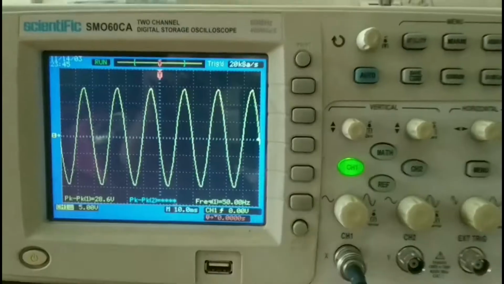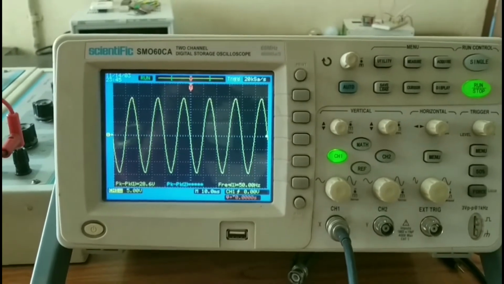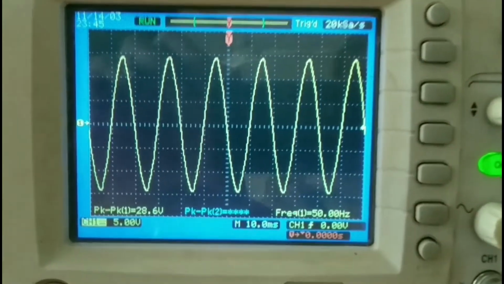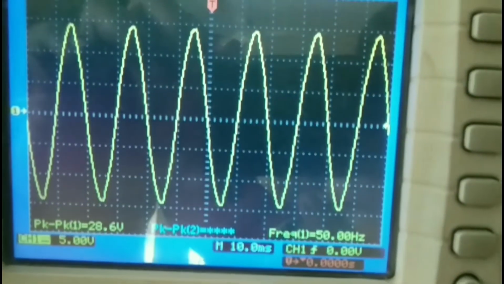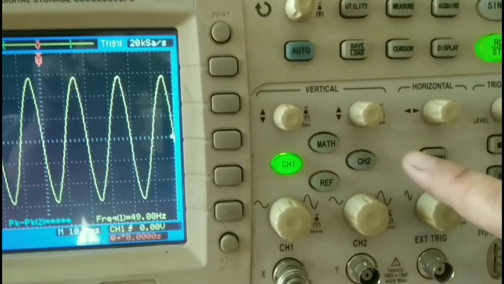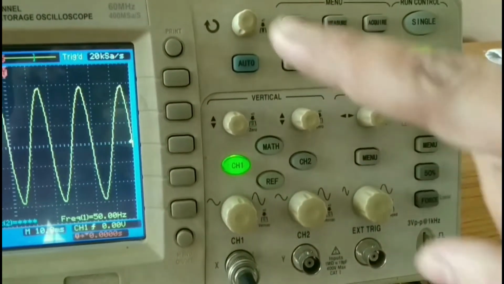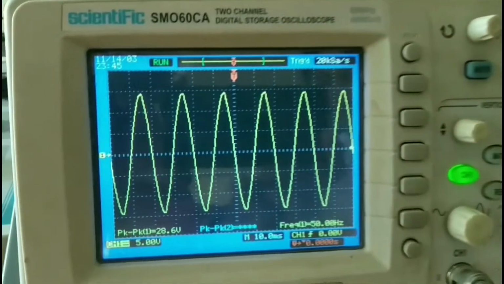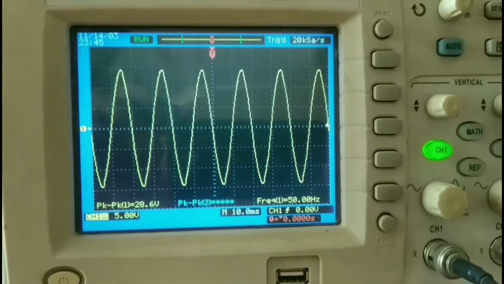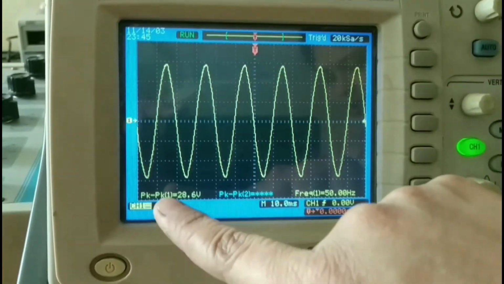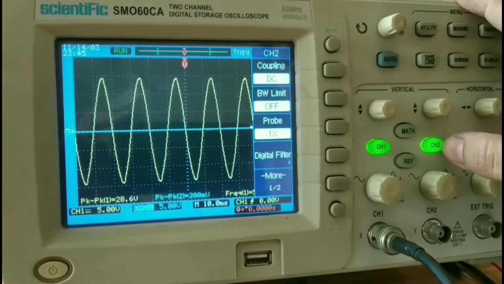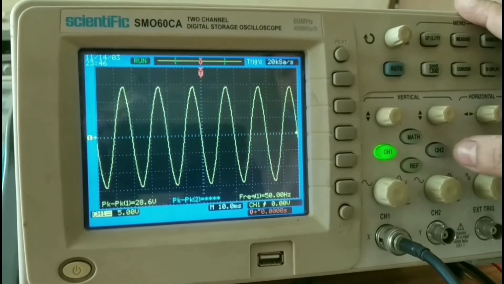DSO is a digital storage oscilloscope. With the help of the DSO, we can see the voltage waveform. There are two channels, channel 1 and channel 2. With these channels, we can observe the input voltage as well as the output voltage. Yellow color shows channel 1 and blue color shows channel 2.